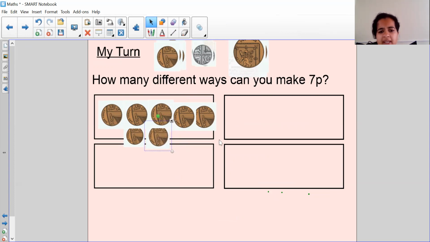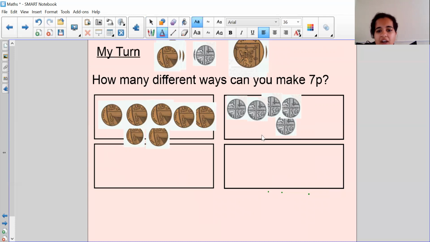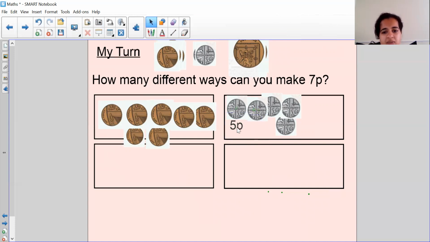What's another way I could make it? Could I now get 5 of these and say 1, 2, 3, 4, 5. Ooh, I'm sure some of you are saying, no, Ms. Fernandez, what are you doing? I can't do that because each of these are 5p's. So this is a 5p, and this is a 5p, and we know 5 plus 5 is 10. So that can't be 7p, can it? So I need to make sure that that is not what I'm doing.